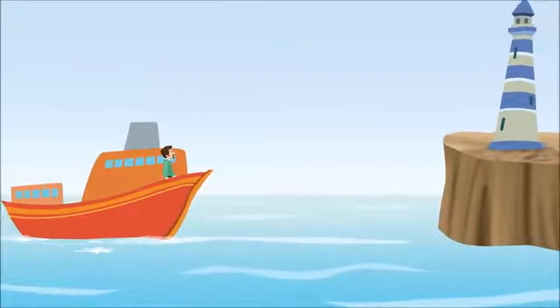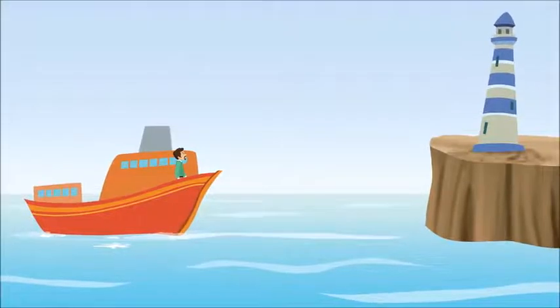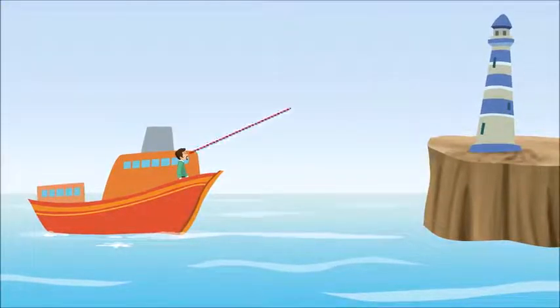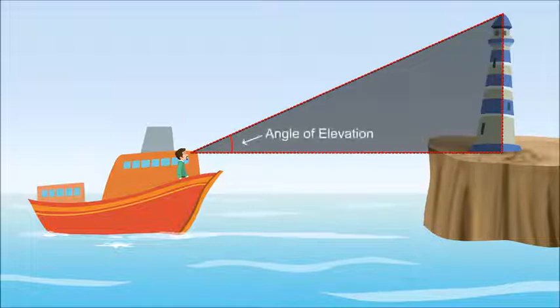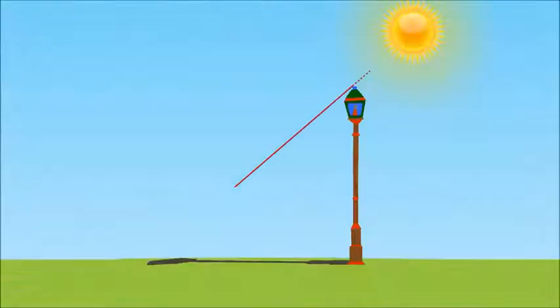A ship is sailing on the sea. A man standing on the deck of the ship sees a lighthouse at some distance. The top of the light makes an angle of elevation at the eye of the man. The line joining the top of the lighthouse and the observer's eye is called the line of sight. The top of the pole makes an angle of elevation at the tip of the shadow of the pole.